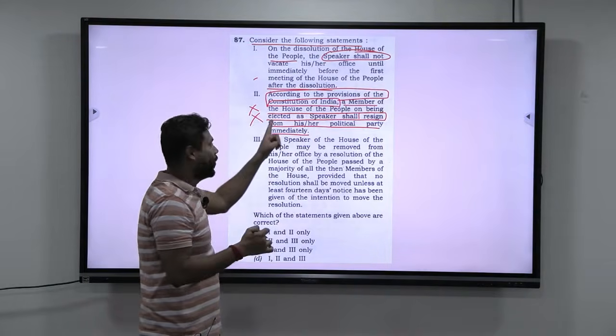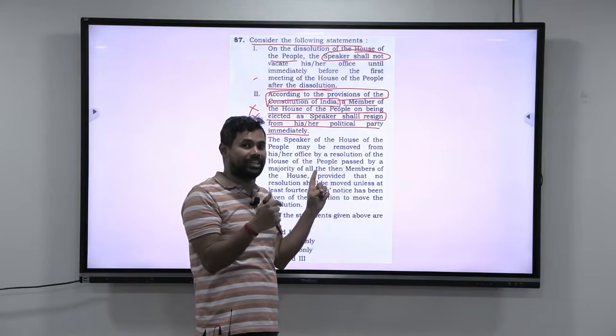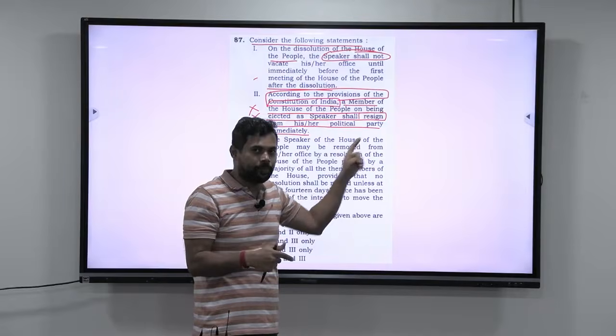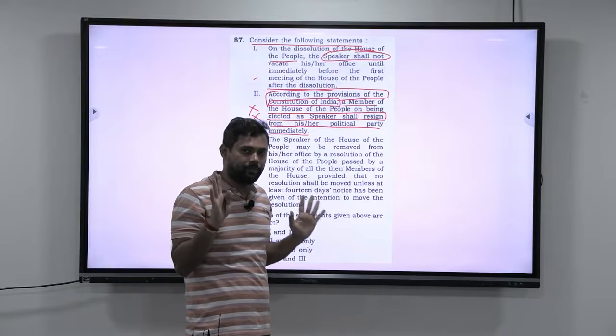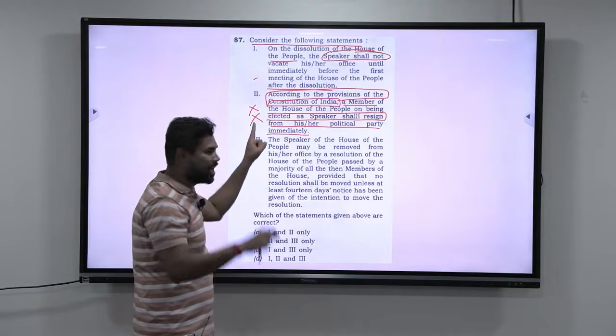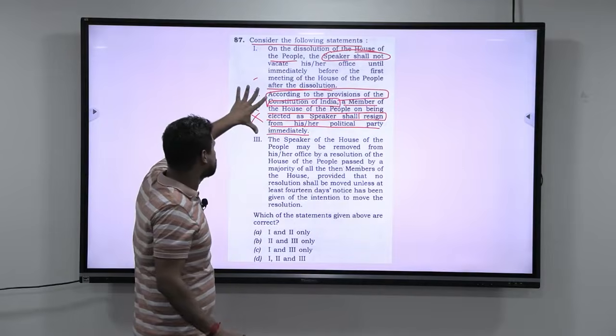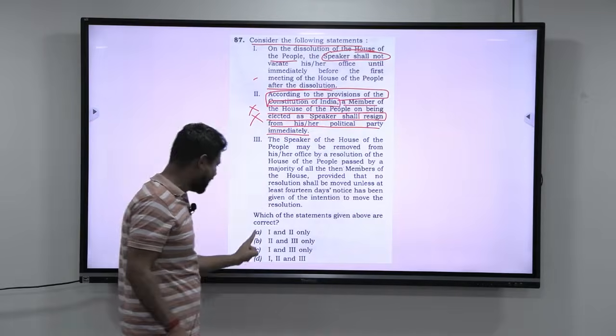That is why when the resolution for removal of a speaker is going on, they'll go back to becoming their party member and they can vote as a normal member of the parliament. Okay, so understand that. So this itself is false. Everyone will know that the second statement is false. So when you know in these statements that one statement is for sure wrong, go directly here.